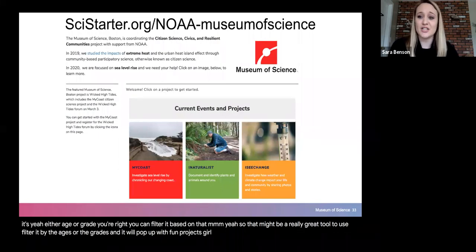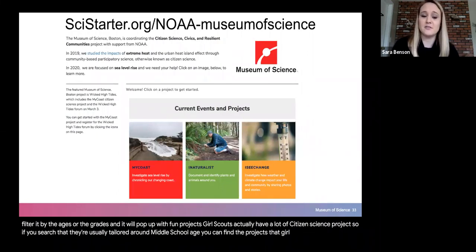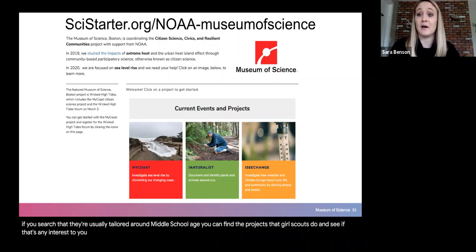Girl Scouts actually have a lot of citizen science projects. So if you search that, they're usually tailored around middle school age. You can find the projects that Girl Scouts do and see if that's of any interest to you as well.